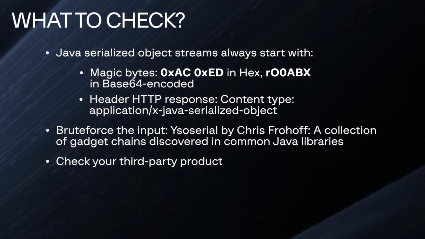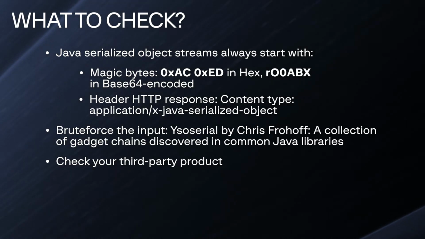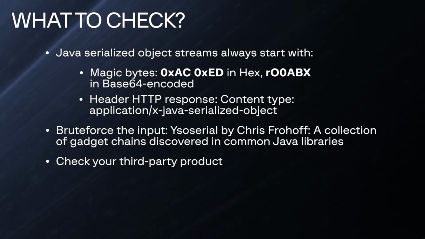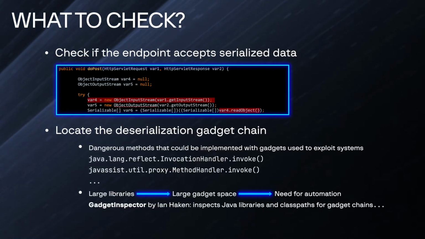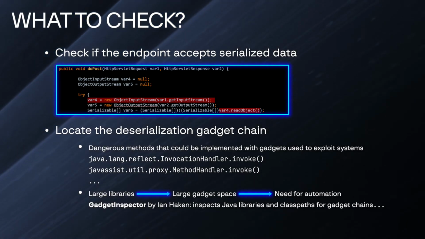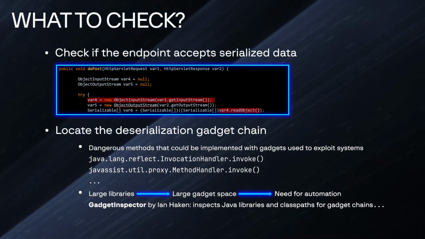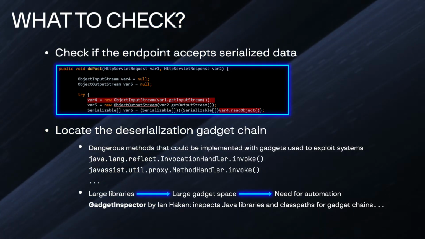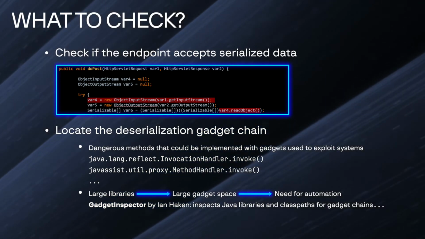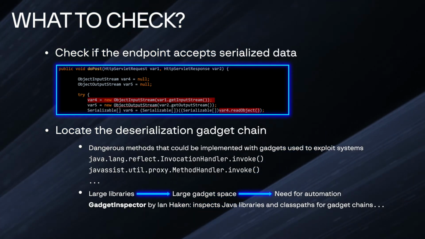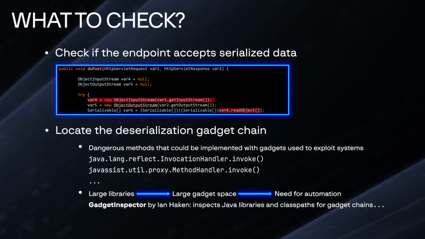And also, don't forget to check your third-party libraries. They may have hidden vulnerabilities that you don't notice. And if you have control over your source code, check the code as follows. This code is deserializing data without any validation. You can also find gadget chains by yourself. Keep an eye out for dangerous methods like InvocationHandler.invoke and MethodHandler.invoke.